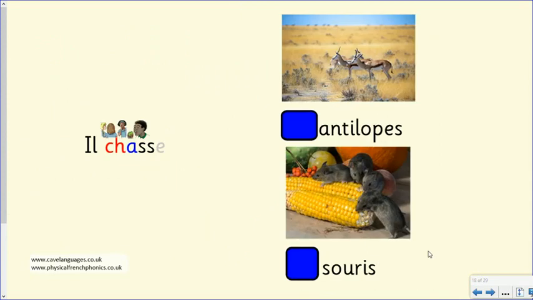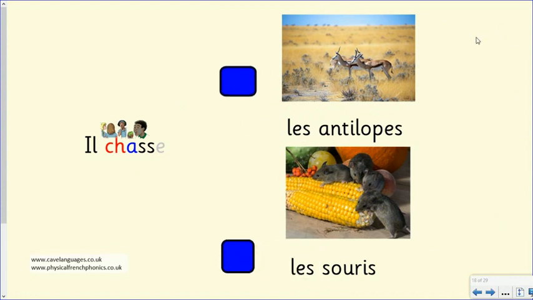So if you wanted to say what it hunts, il chasse. It hunts antelopes, antilope. It hunts mice. Well, it's always going to be plural, isn't it? It hunts something plural. It's not just one thing. Lots of them. So the word for the is going to be les antilopes, les souris.